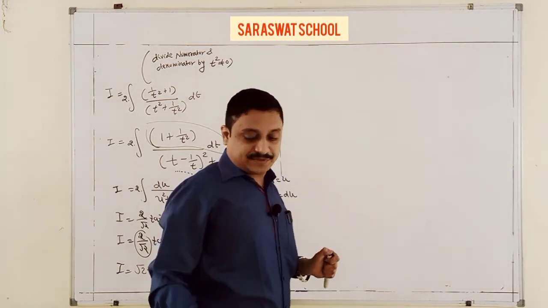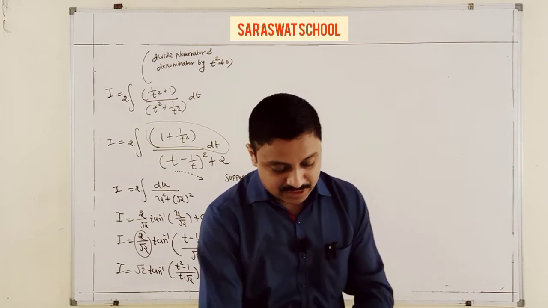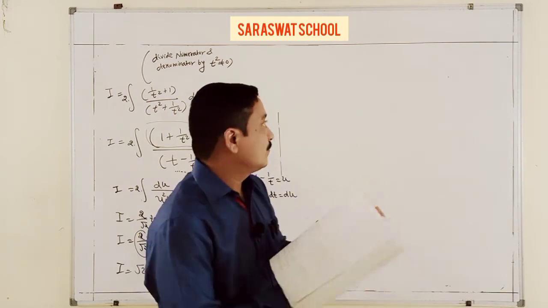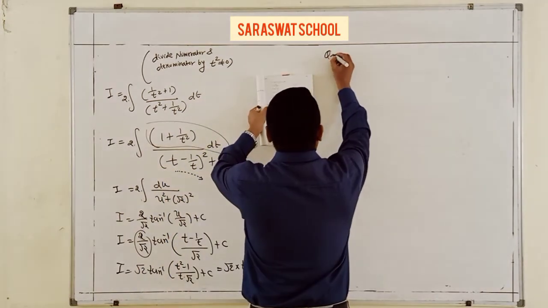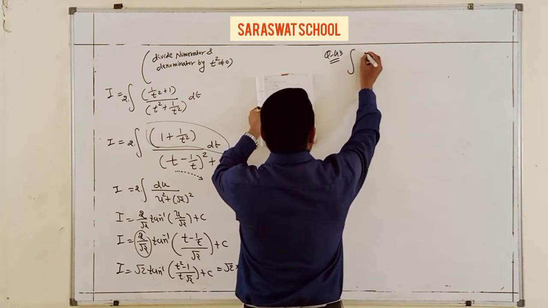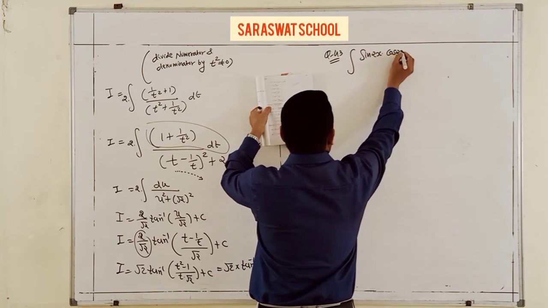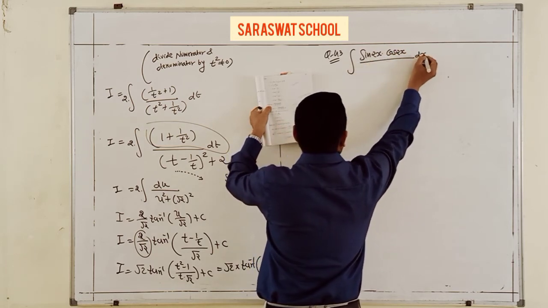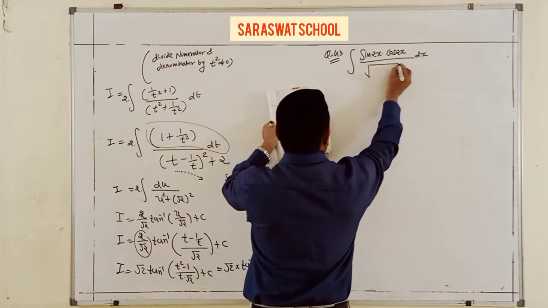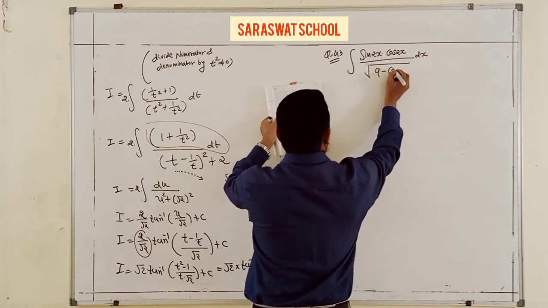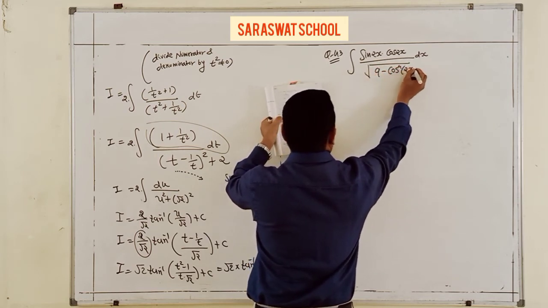Each and every step, one by one, I explain. Now what we see, it's very easy. Sin 2x cos 2x dx over 9 minus cos to the power 4 of 2x.